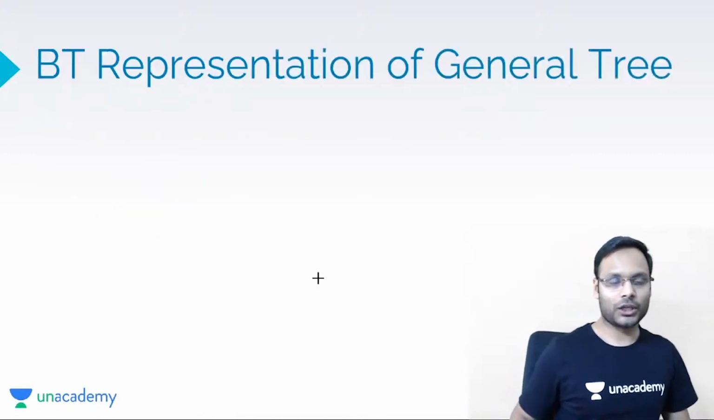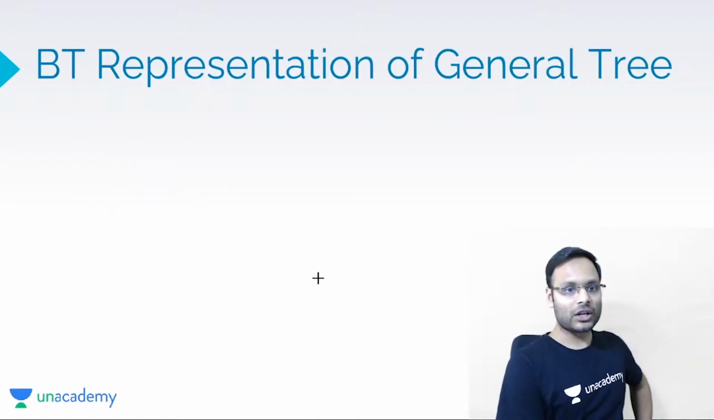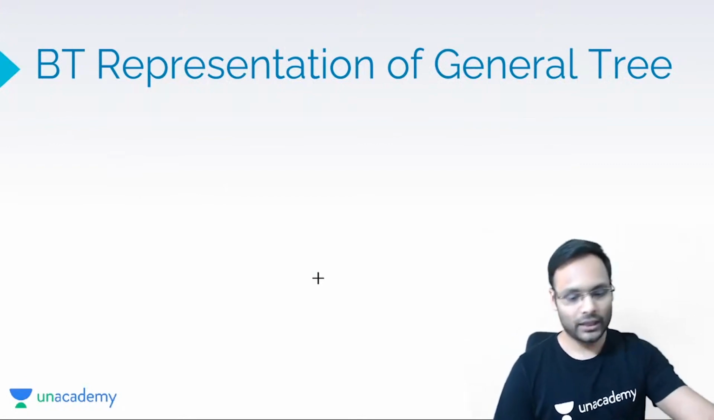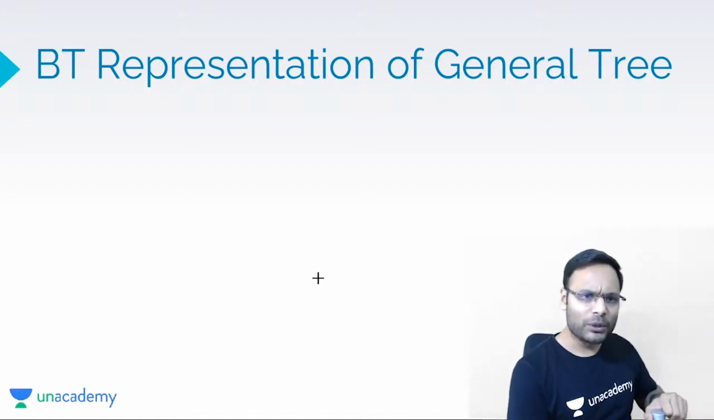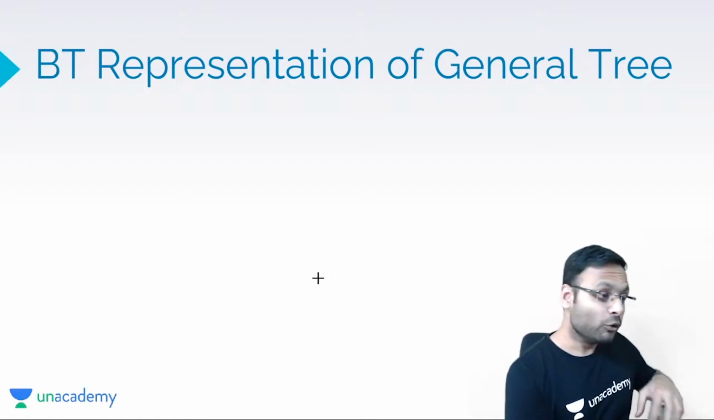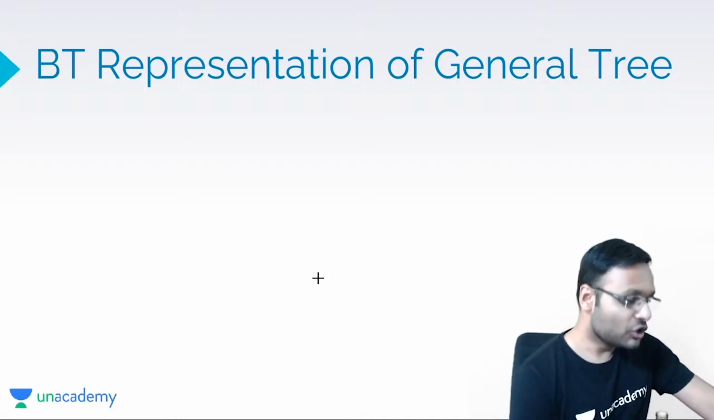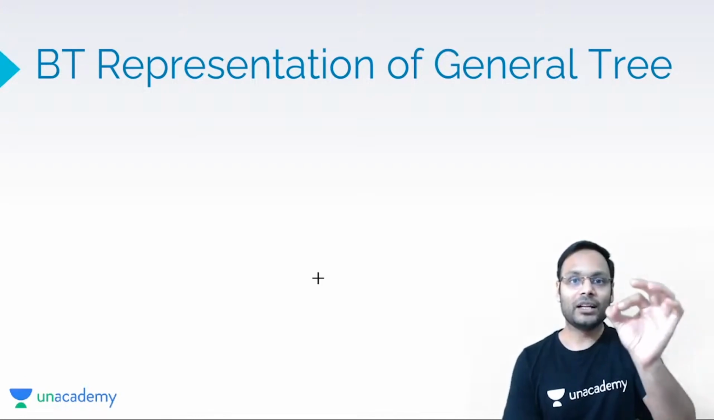Got it? Next is this binary tree representation of a general tree. We have to represent a general tree as a binary tree. Why do we need that? Just because we cannot store a general tree in a linked representation. Why? Just because a general tree does not have a limited number of children.